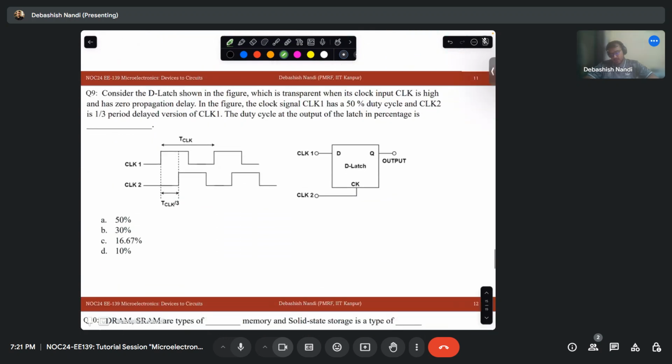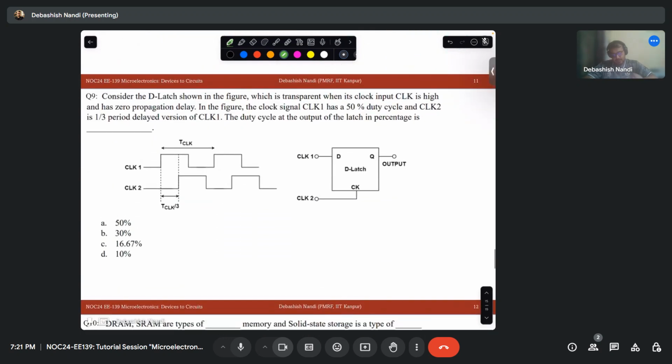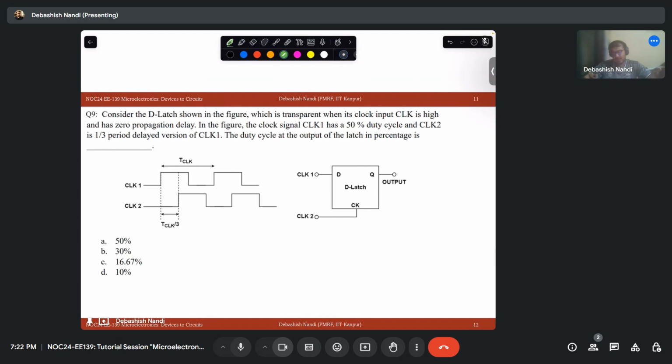Okay, let's go to the next problem. Consider the D latch shown in the figure, which is transparent when the clock input is high. What does transparent mean? Transparent means Q equals D when the clock input is high, and it has a zero propagation delay.